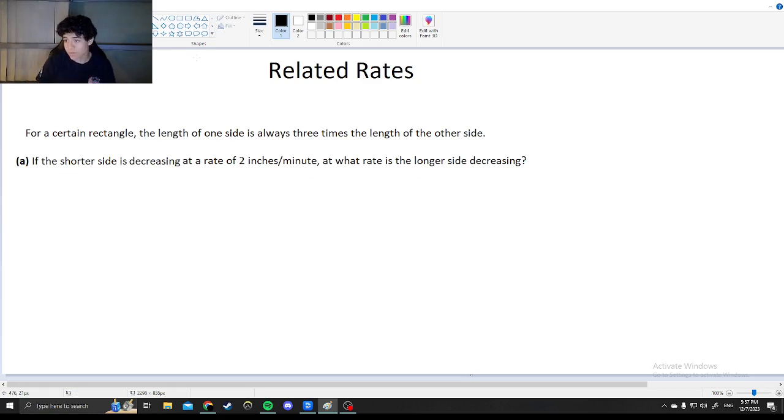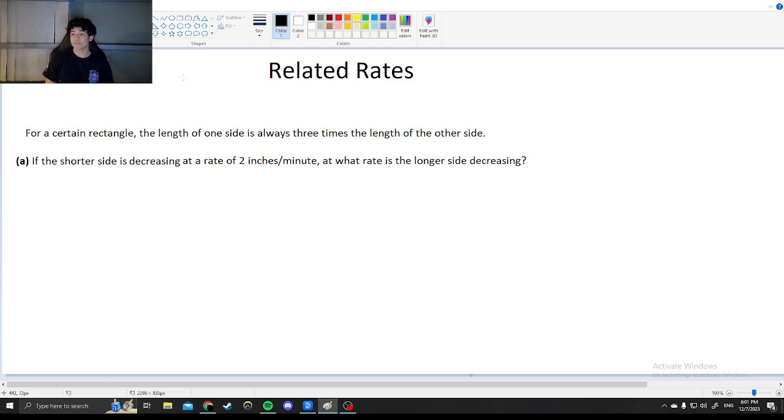But what does this mean? First step when you're solving any related rates problem is, well, A, recognizing that it's a related rates problem. So we see that we have two sides that are related to each other. One side is always 3 times longer than the other side, and we're trying to find the rate that this is decreasing based on the rate that this is decreasing. So it's two things that are related, and you're looking at rates. You could assume it's related rates.